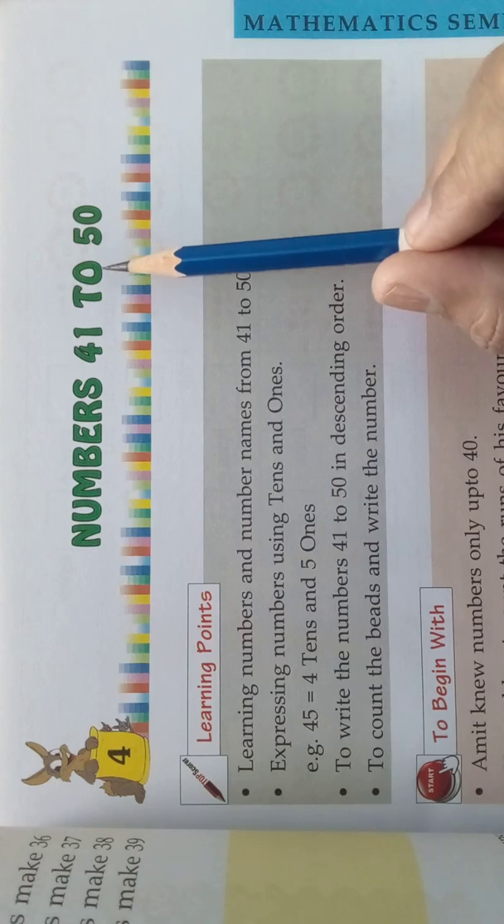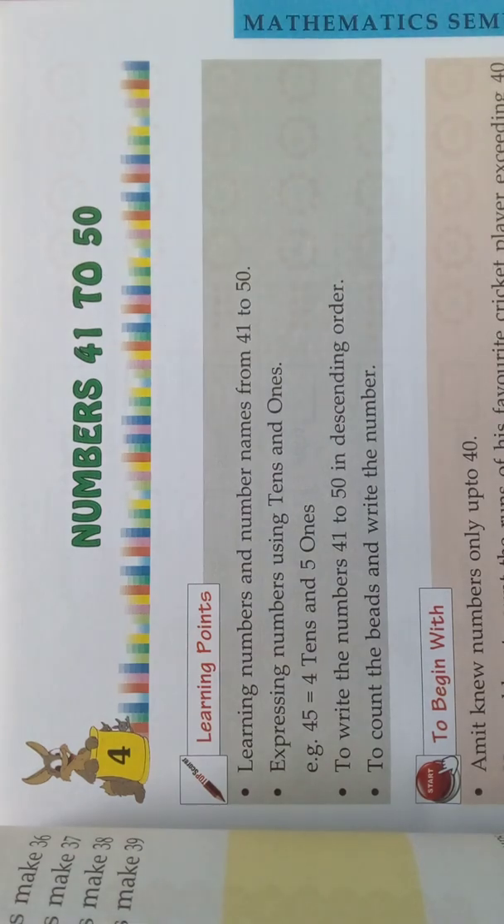We know the numbers from 1 to 40, and also the number names. Now we are going to learn what number comes after 40. That we are going to learn in this chapter. Come, we will see.